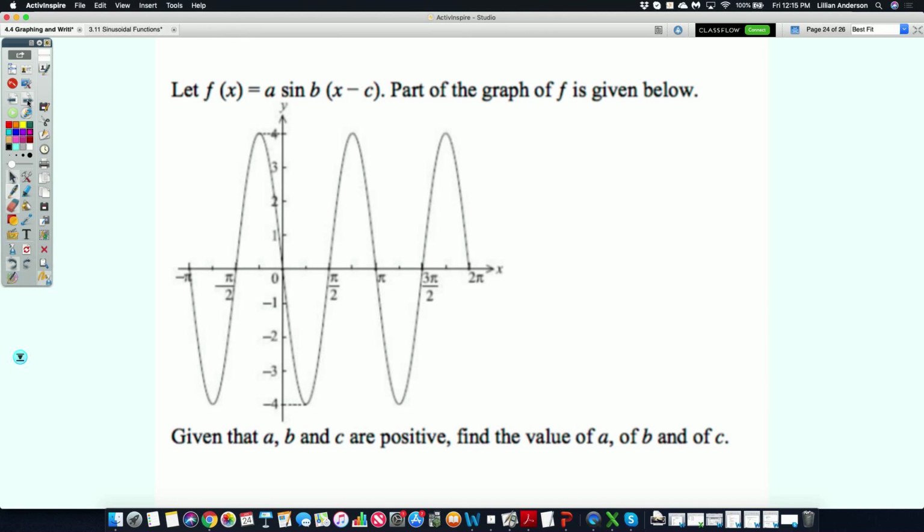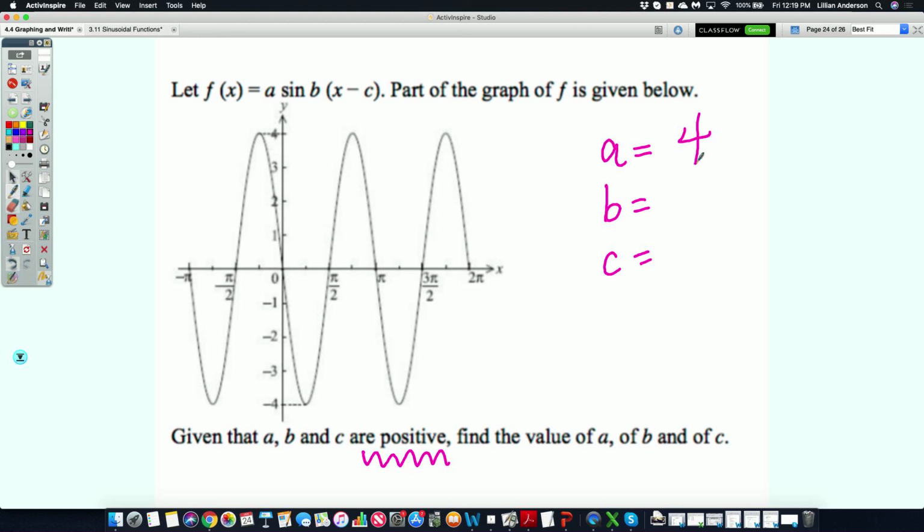This one's on you. So, the graph of y equals a sine b x minus c. Part of the graph is shown below, and given that a, b, and c are positive, so they all have to be positive, you have to find the value of a, b, and c. What's a? -4. Because it can't be negative. It can't be negative, so a has to be positive. All of these have to be positive.